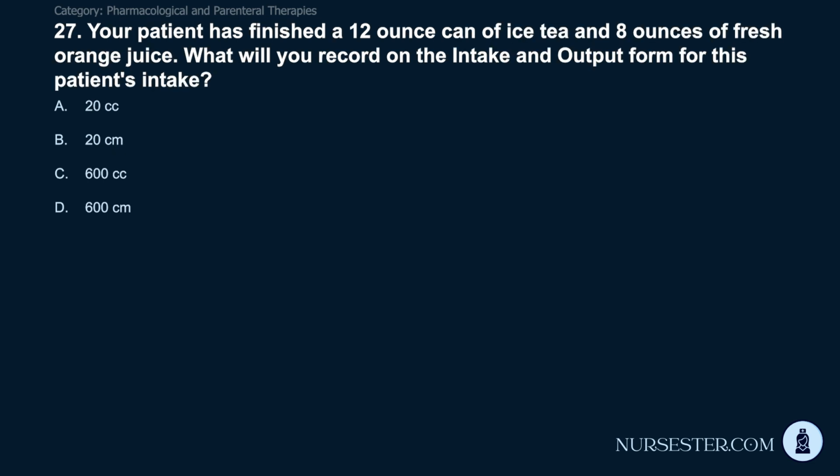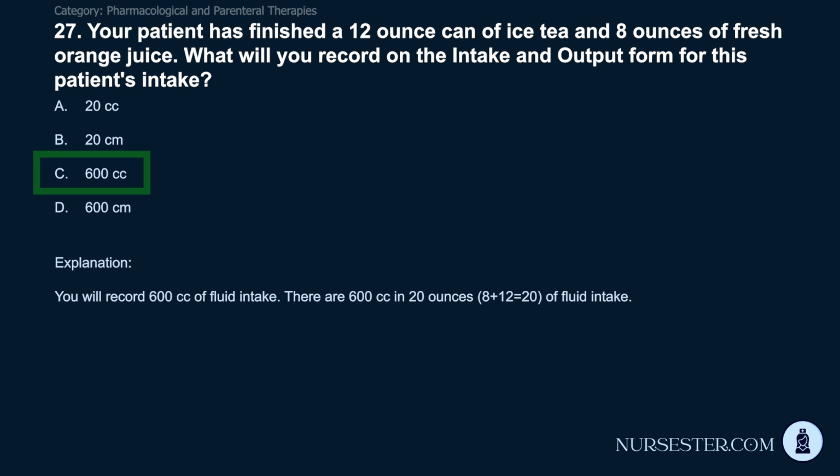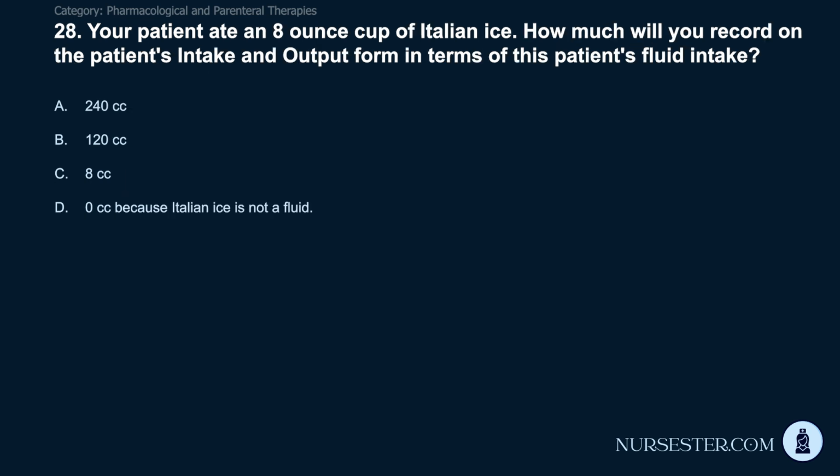27. Your patient has finished a 12-ounce can of iced tea and 8 ounces of fresh orange juice. What will you record on the intake and output form for this patient's intake? A. 20 cubic centimeters, B. 20 centimeters, C. 600 cubic centimeters, D. 600 centimeters. Correct answer, C. 600 cubic centimeters. You will record 600 cubic centimeters of fluid intake. There are 600 cubic centimeters in 20 ounces, 8 plus 12 is equal to 20, of fluid intake.